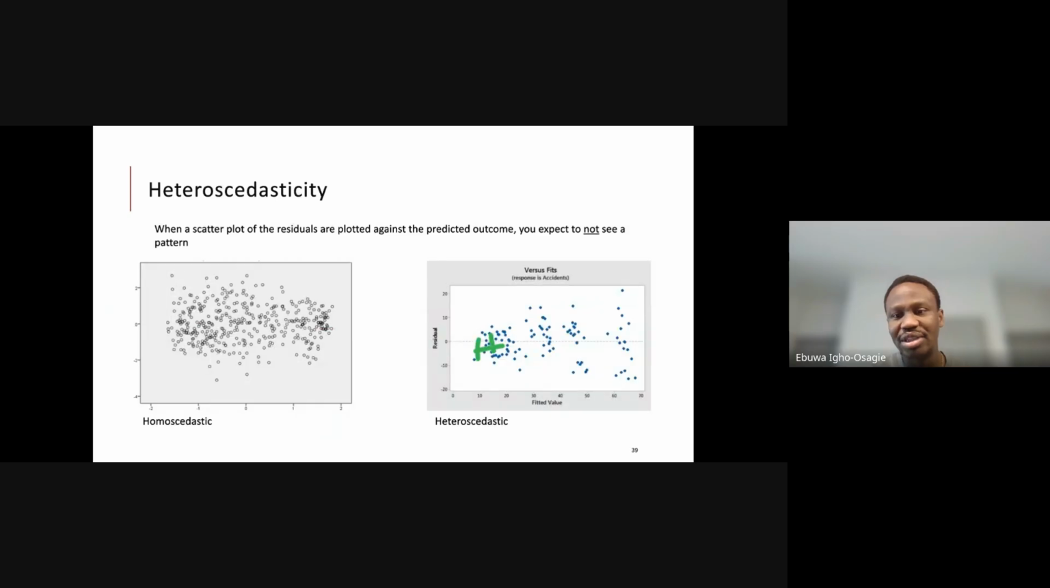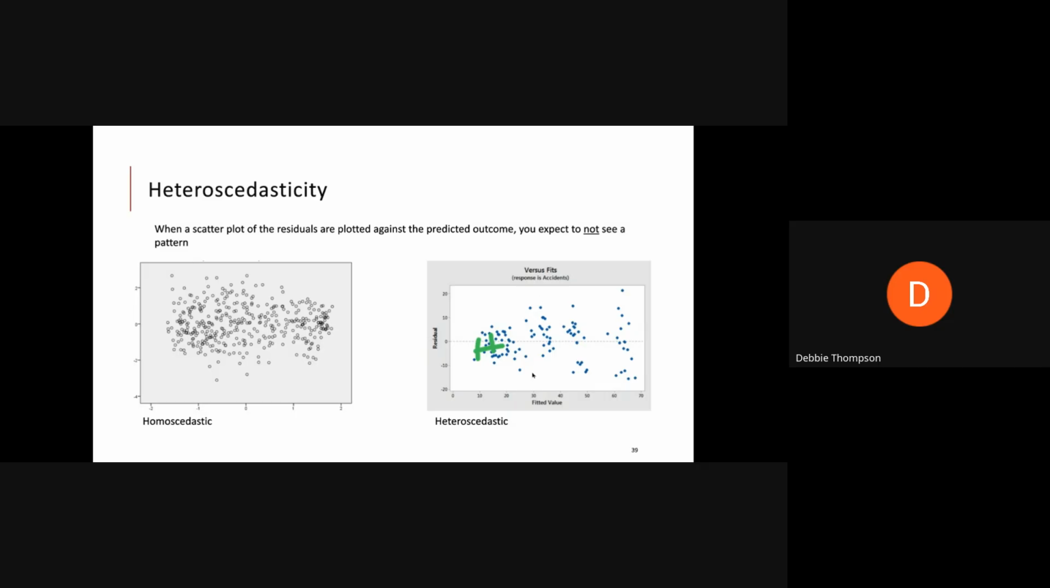So let's talk about heteroscedasticity. Look at this. Does anyone feel like this data actually fans out when you plot your residuals against your predicted outcome? Do you see a pattern here versus this one? The first one does not fan out.